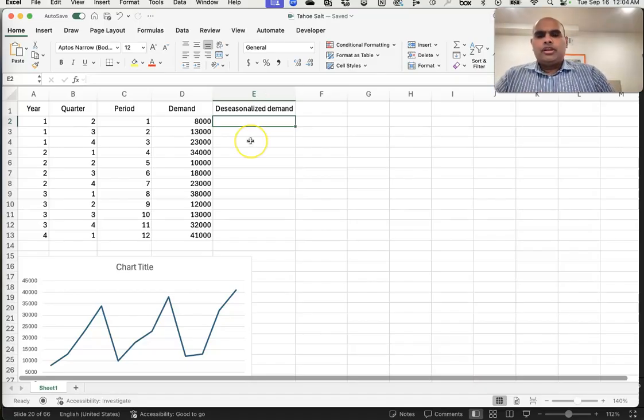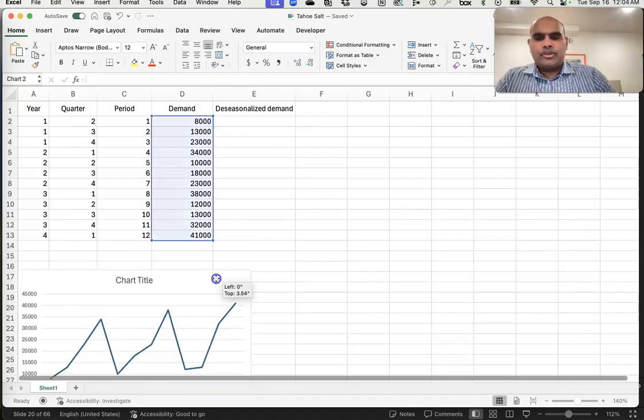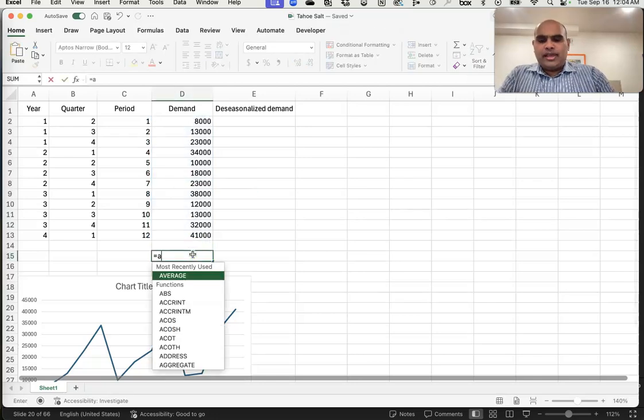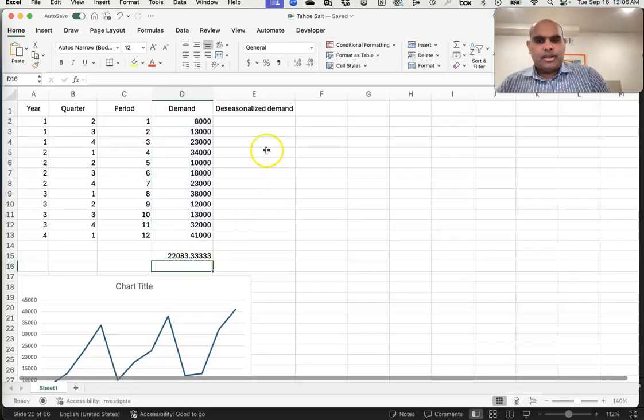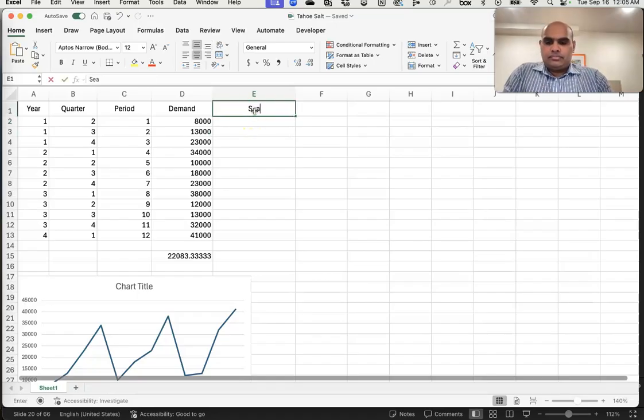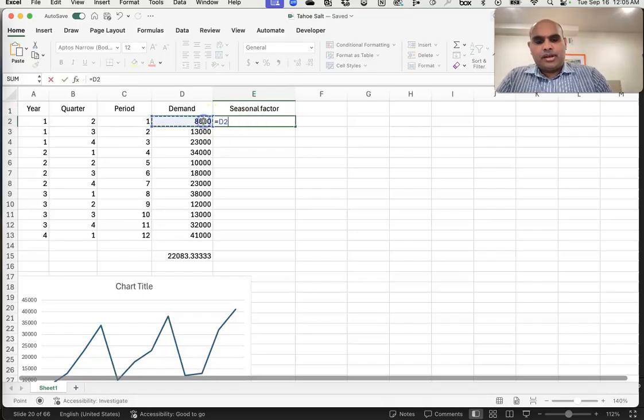Now, there are a couple of ways of doing it. The simpler way of doing it is you just calculate average demand, right? So you just calculate the average value of all your demand. Now, this is not the method that's in the textbook. I'll show you the simpler method first, and then we'll move on to the more accurate and the more useful method next, right? So you calculate an average demand, and then you say that my seasonal factor is just demand divided by average demand, right?